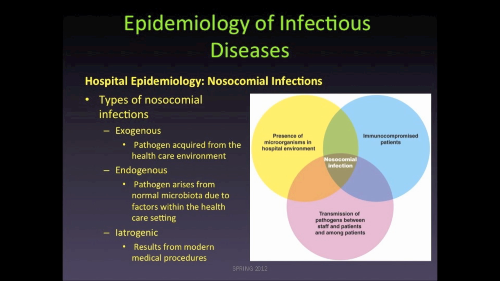There are three types of nosocomial infections that may develop. Those known as exogenous infections are those that are caused by pathogens acquired from the healthcare environment. Endogenous infections are those caused by the normal microbiota due to factors within the healthcare setting. Finally, iatrogenic nosocomial infections result from modern healthcare practices such as needles and catheters.